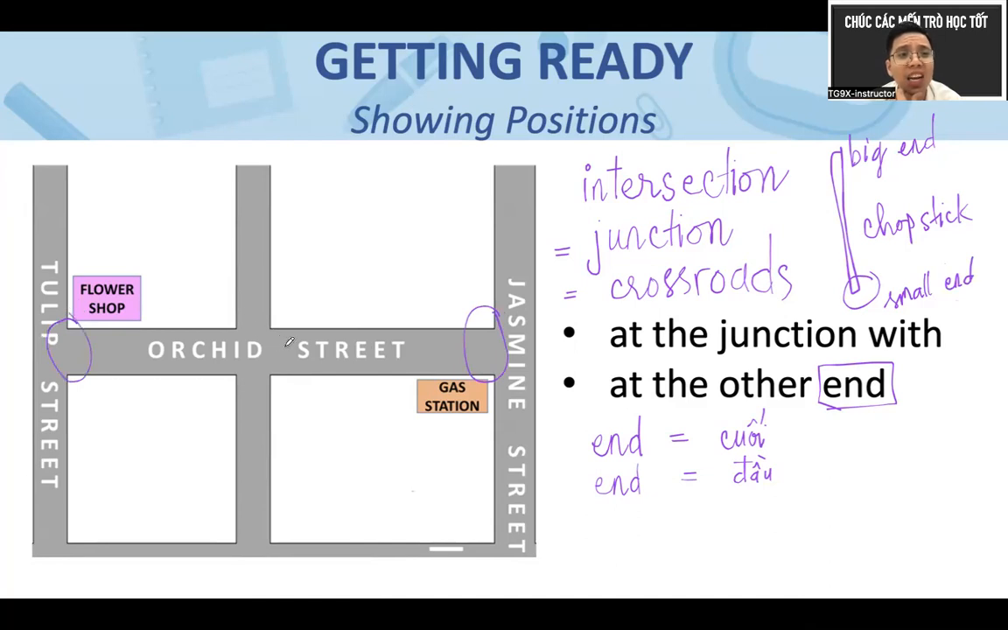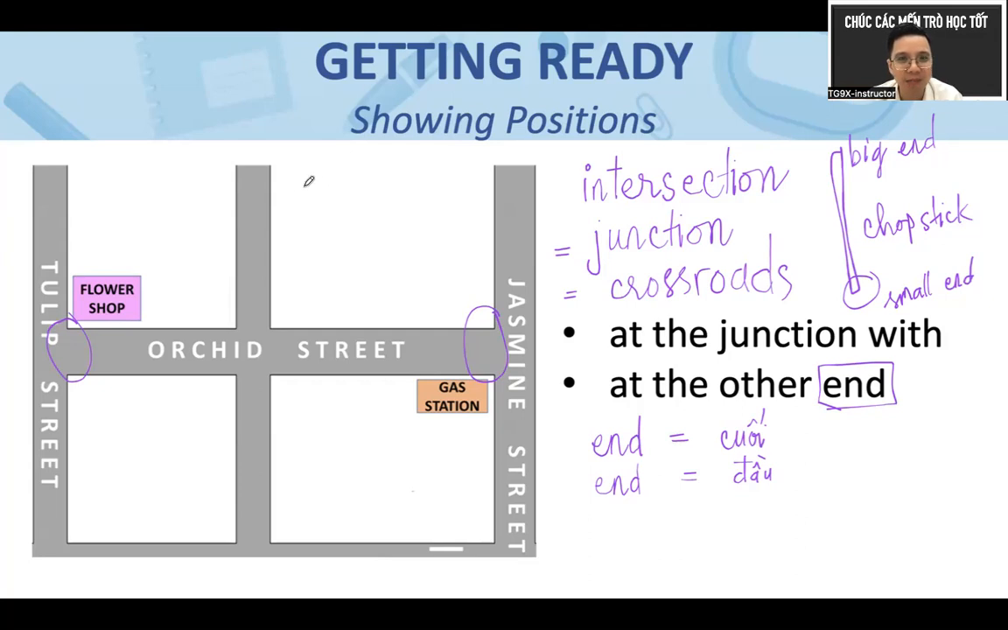So Orchid Street has two ends. Agree with me? The flower shop is on one end, and the gas station is at the other end. Two ends. At the other end.